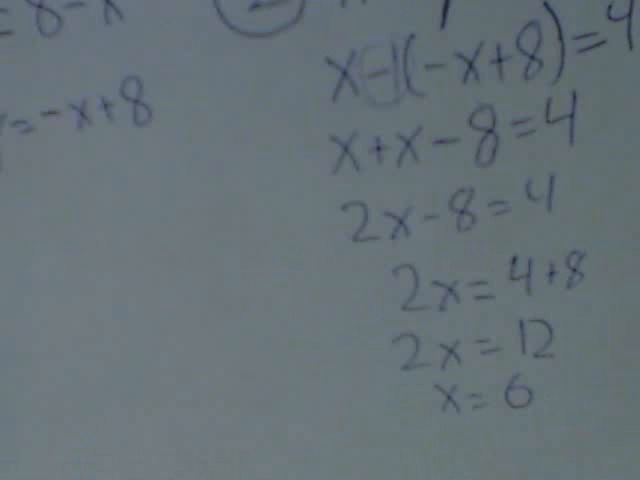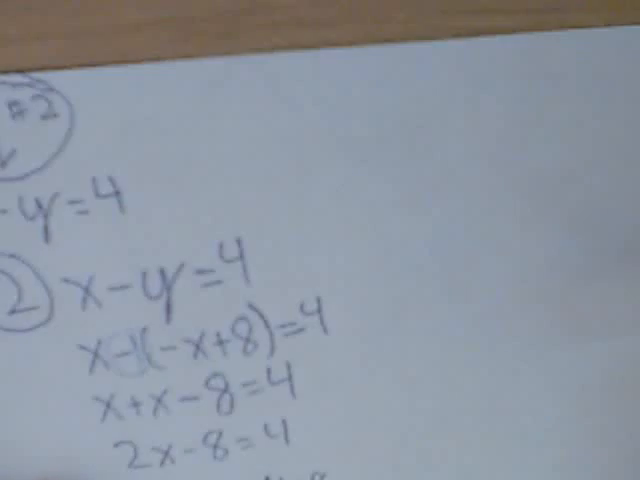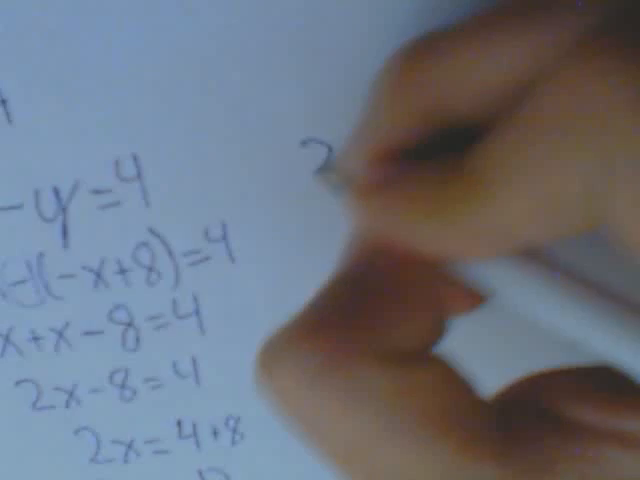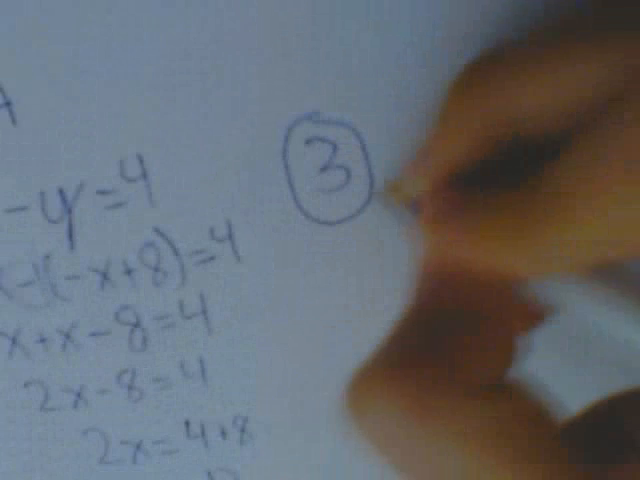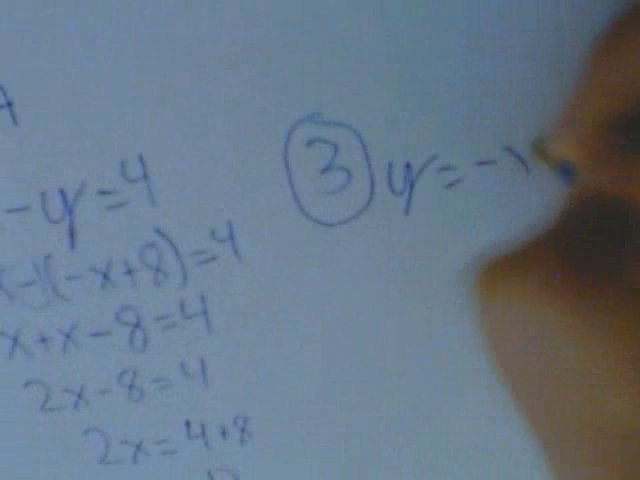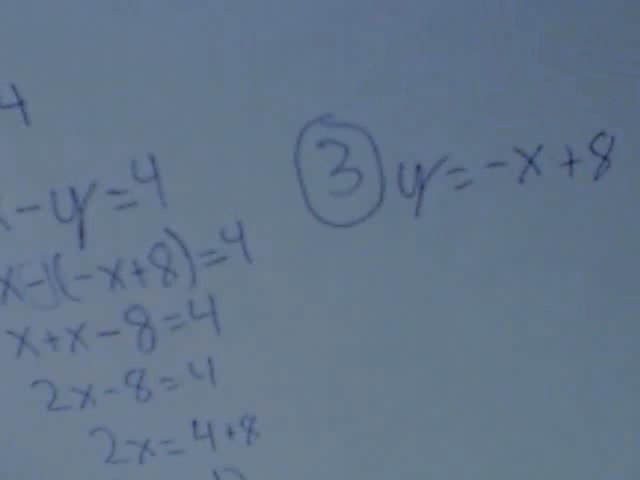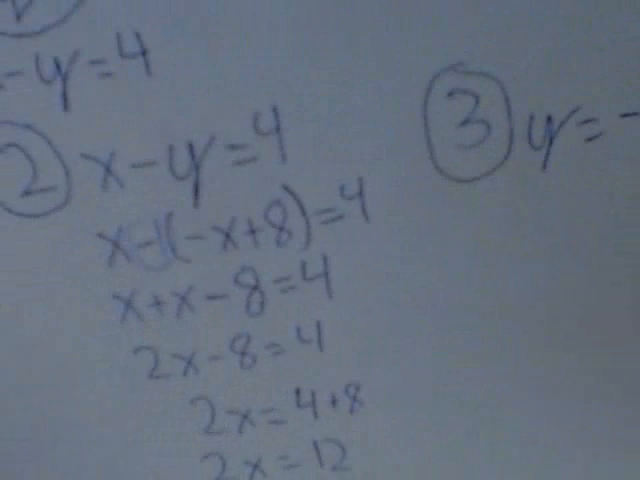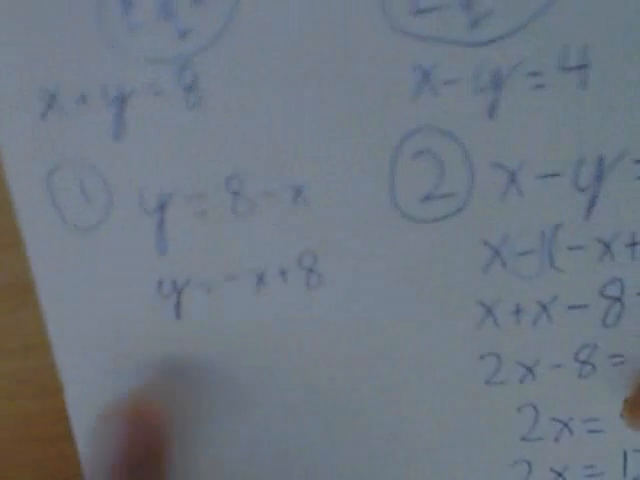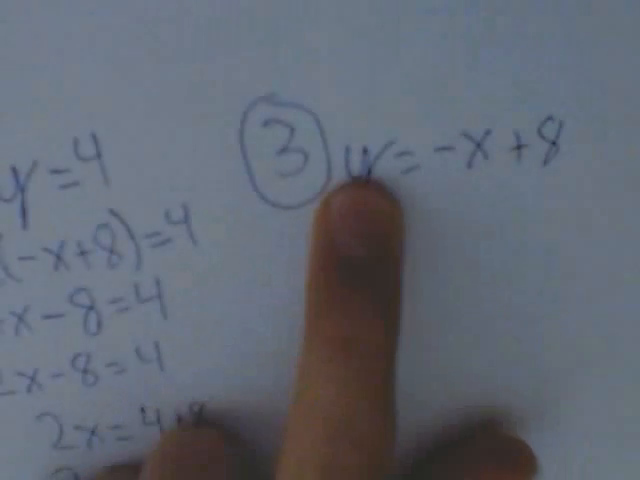So now we know what the x coordinate is. We solve for the y. So now for step 3, we would go back to the first equation we used, which was y equals negative x plus 8. So when you're doing this, you would work with your first equation, then go to your second equation, then go back to your first equation. It should follow that pattern.